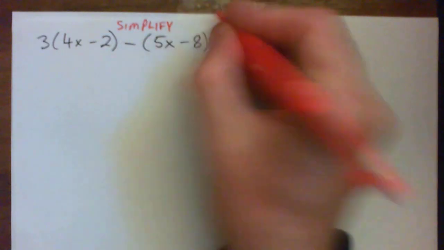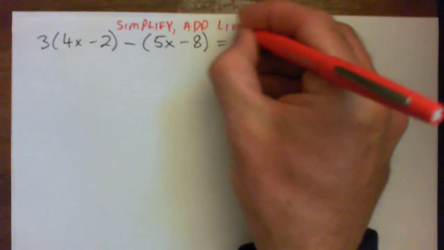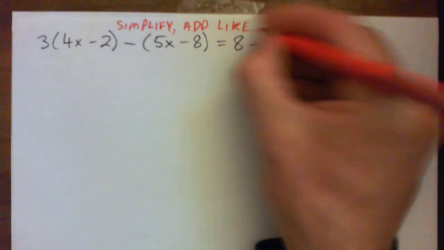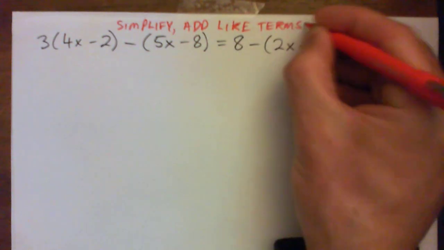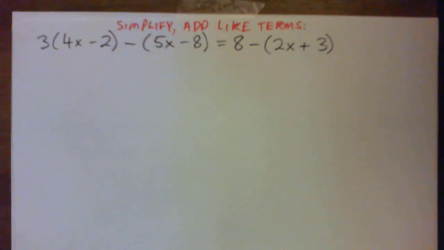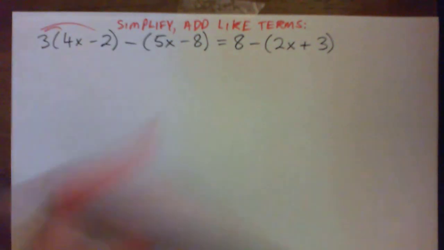Simplify is like a catch-all phrase in math, isn't it? It's like, make it simpler. Add like terms. All right, so let's try that first. So before we try to solve the thing, adding and subtracting to both sides, I'm just going to simplify first. So I'll multiply 3 in.